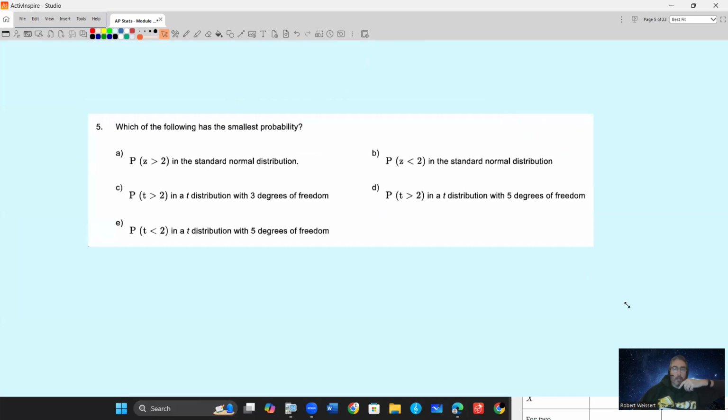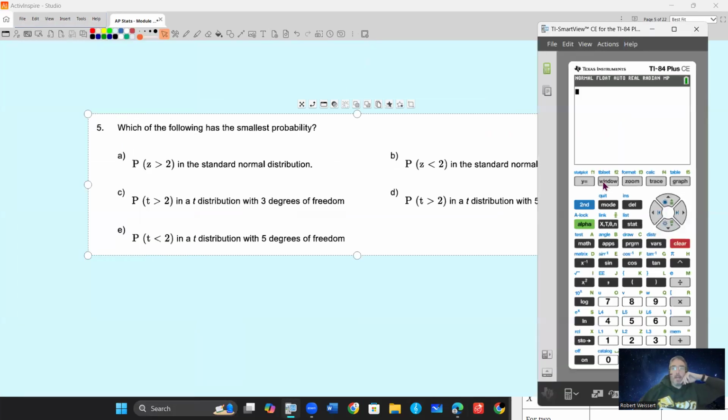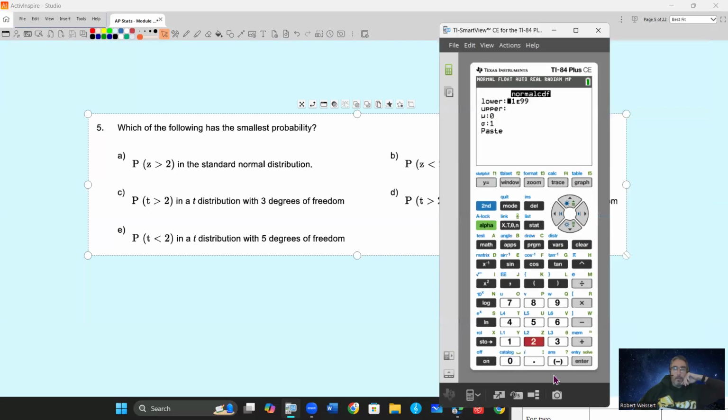Let's explore how you would do that. What I would do on this problem is go into my normal CDF and my TCDF and just calculate these numbers. So I'm going to do second vars, normal CDF, that's option 2. I make my lower bound 2 and my upper bound infinity. The standard normal distribution means 0 and 1 are your mean and standard deviation. You can see 2.275%.